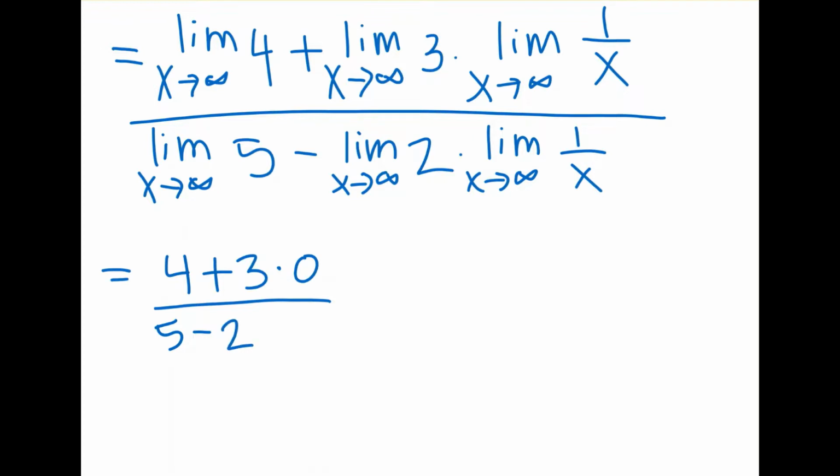The reason the limit as x approaches infinity of a constant is just itself is because, for example, for the limit as x approaches infinity of 4, the function is going to be 4 everywhere no matter what. So whether you approach infinity or negative infinity, the value of the function is still going to be 4. And we already found that the limit as x approaches infinity of 1 over x is 0. Now we simplify and we get 4 over 5. So the limit is 4/5.